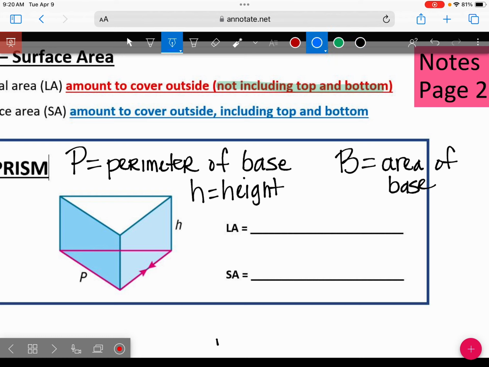So if I'm trying to find the lateral area, I would just take capital P times H. But if I'm trying to find the surface area, I would take capital P times H, and then I also have to add 2 times capital B. Anybody need more time to copy this down?